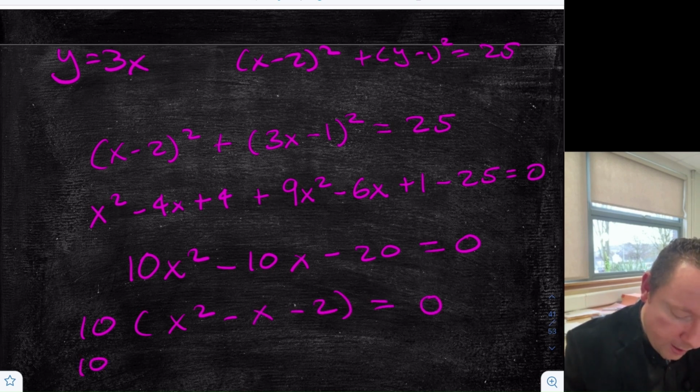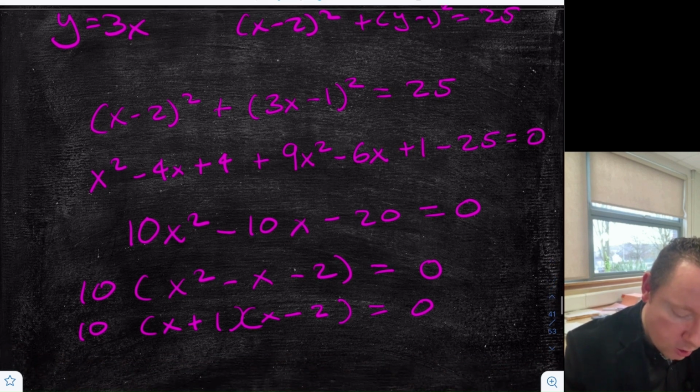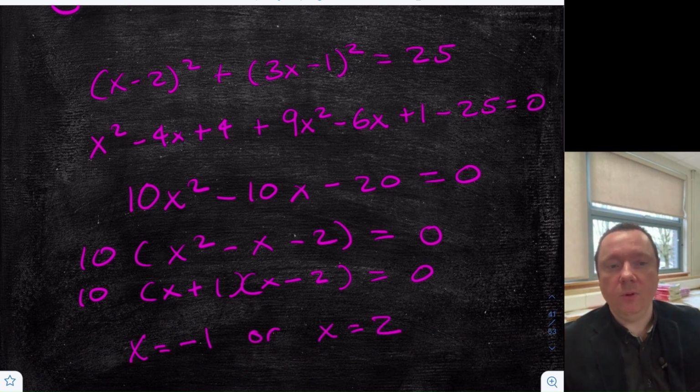So 10, hopefully it's factorizable. 2 and 1. We want to get minus 1, so it's minus 2 plus 1 is minus 1. Minus 2 times 1 is minus 2. So x equals minus 1 or x equals 2. We've got our x point, now we need to get our y point.